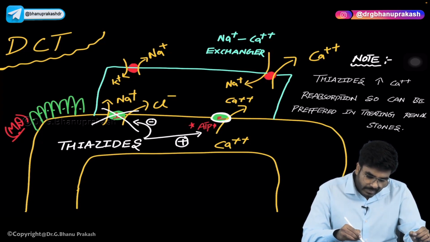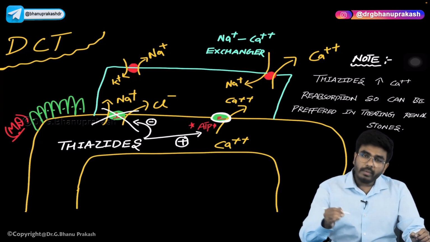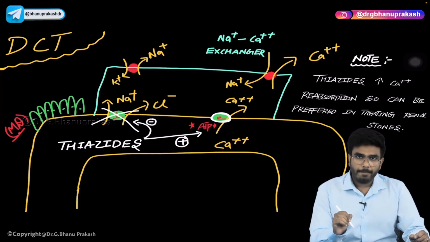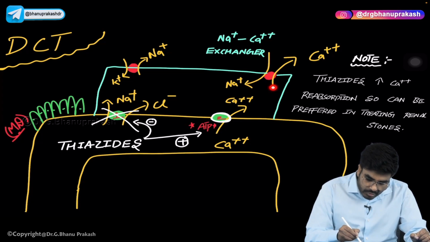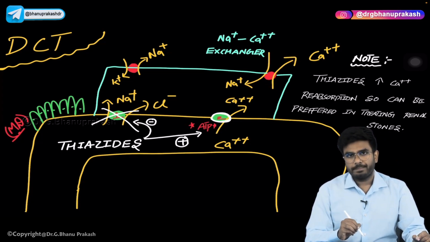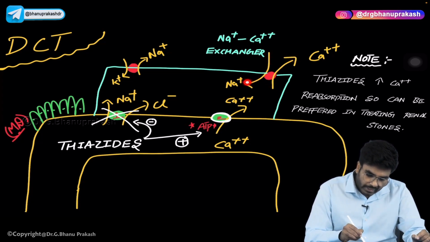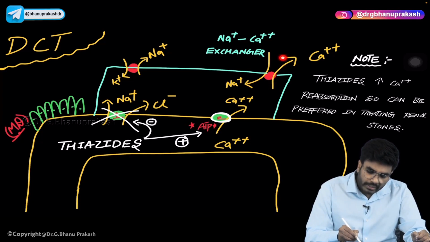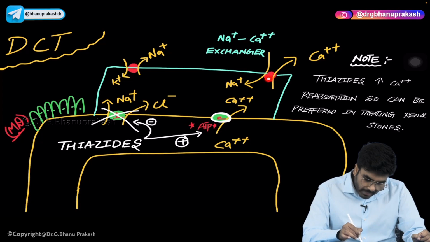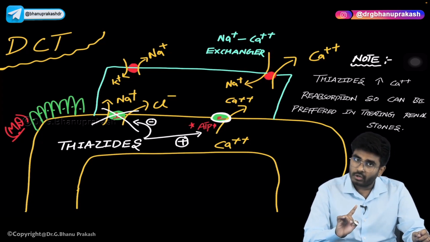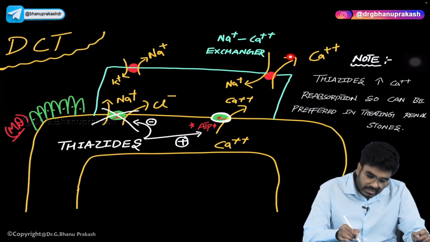The sodium calcium exchanger has to work more to bring more sodium into the cell. If it has to bring sodium into the cell, calcium should be thrown out of the cell. For every sodium molecule entering into the cell, one calcium molecule needs to be thrown out of the cell. The exchanger is working more and more, bringing more and more sodium into the cell, there is no doubt. At the same time, calcium is going out.